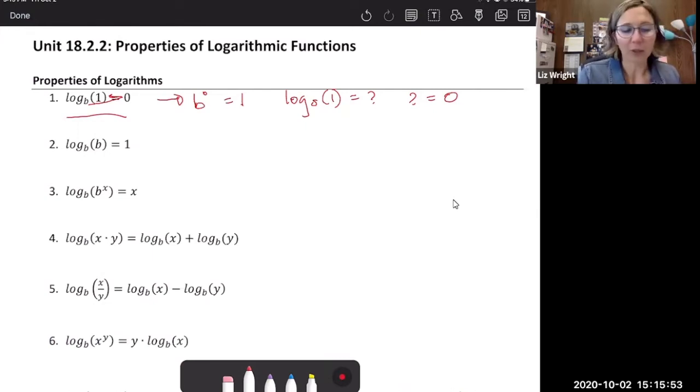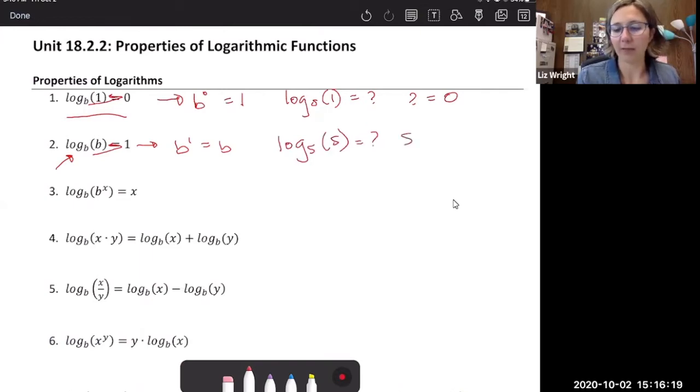Okay, the next one, we've actually talked about this one too, from a video or two ago. If we change it to exponential form, it says b to the 1 equals b. That makes sense, right? B to the first equals b. When we looked at it in an example, we had log base 5 of 5, and it asks the question, 5 to what power gives me 5? The question mark would equal 1. That's how we're getting this property.